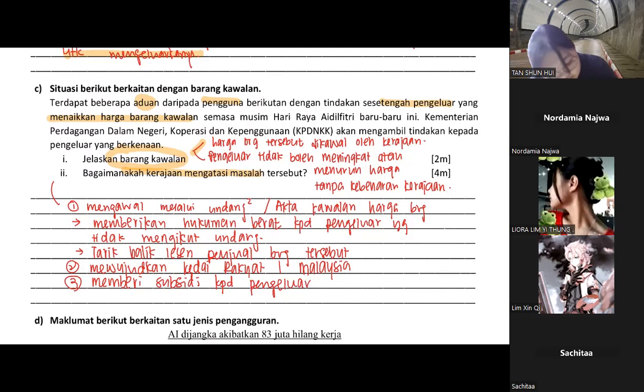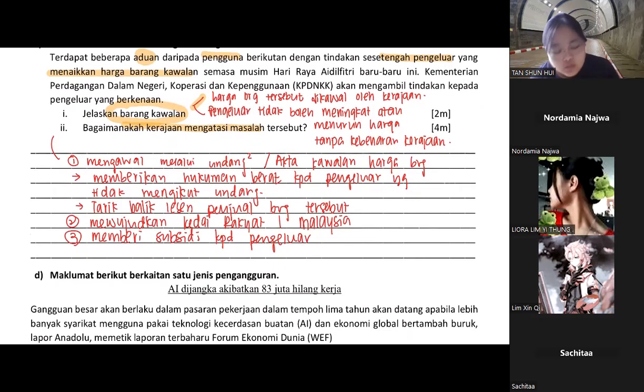Now, actually your answer can include dasar harga maximum or dasar harga minimum. But because they mentioned barang kawalan, I don't want to touch on that. But I'll still explain to you what is harga maximum, what is harga minimum. Dasar means policy. Harga maximum means the government sets a maximum price.